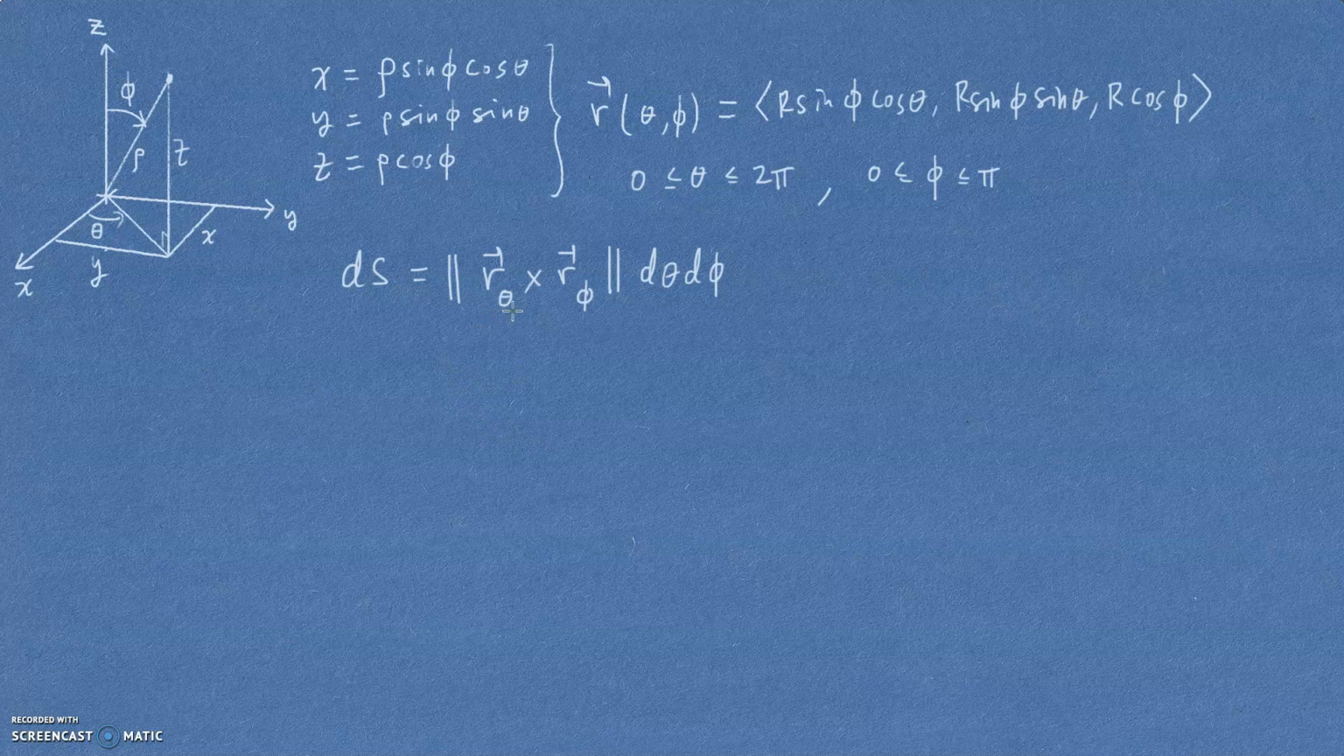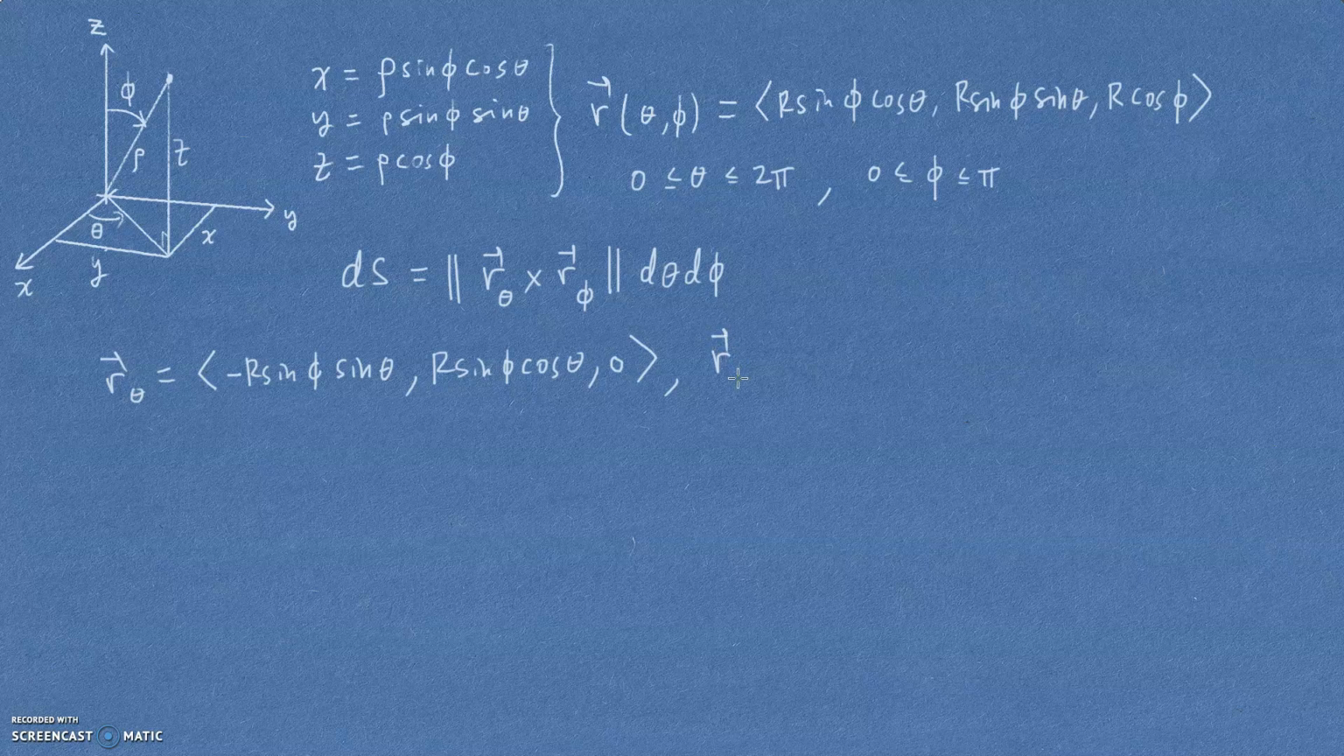Let's work out these derivatives and some cross products, and let's see what r theta works out to be. So r theta works out to be the following. So we just need to work that out very carefully. When we differentiate this with respect to theta, I get a negative r sine phi sine theta. This derivative with respect to theta is r sine phi cosine theta, and the last bit there has no theta in it, so the derivative of that with respect to theta is 0.